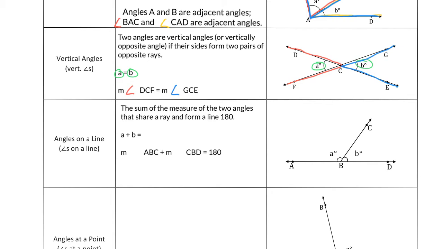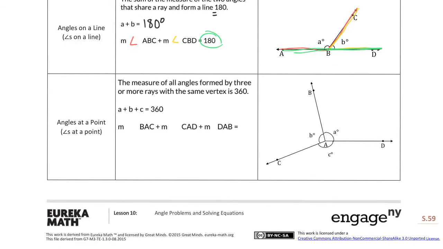Angles on a line. The sum of the measures of two angles that share a ray and form a line equals 180. So A plus B is going to equal 180 degrees. So angle ABC plus angle CBD equals 180 degrees. Go ahead and pause the video if you need more time to write this down, and let's start to look at angles at a point.